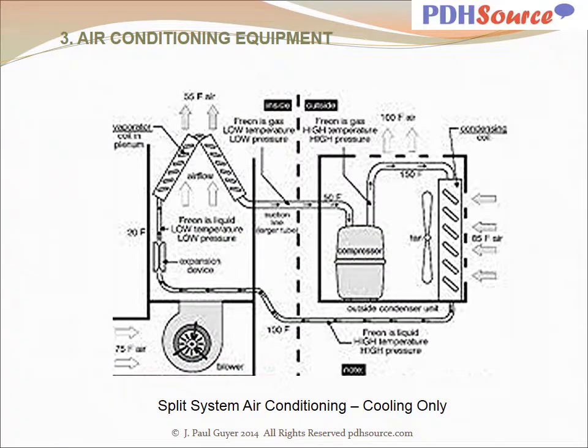This is an illustration of a split system air conditioning with cooling only. On the left side is the indoor unit, which is a box inside the building containing the fan and the refrigerant coil or the evaporator coil. And on the right is the outside unit, the outdoor unit, containing the compressor and the condenser heat exchanger.